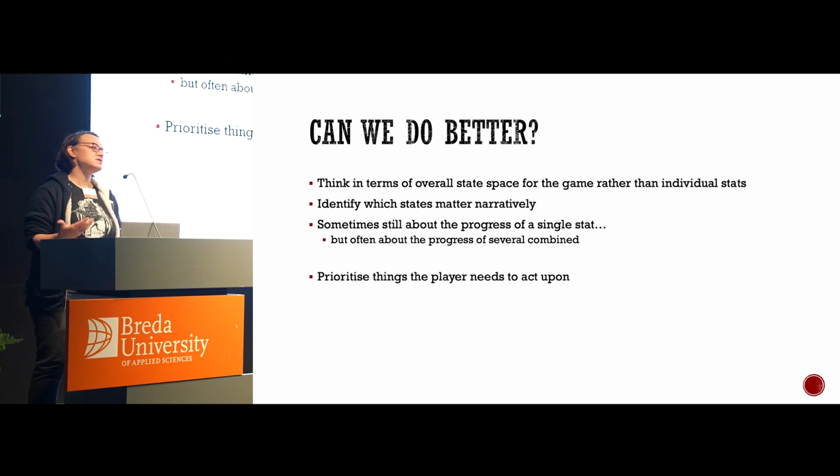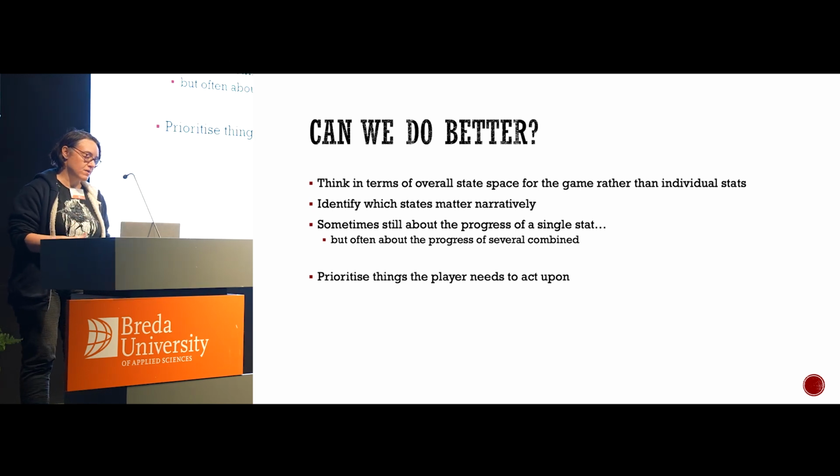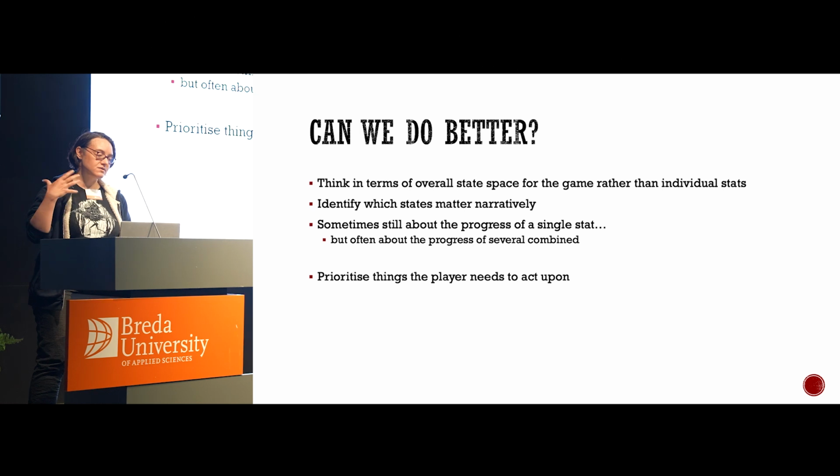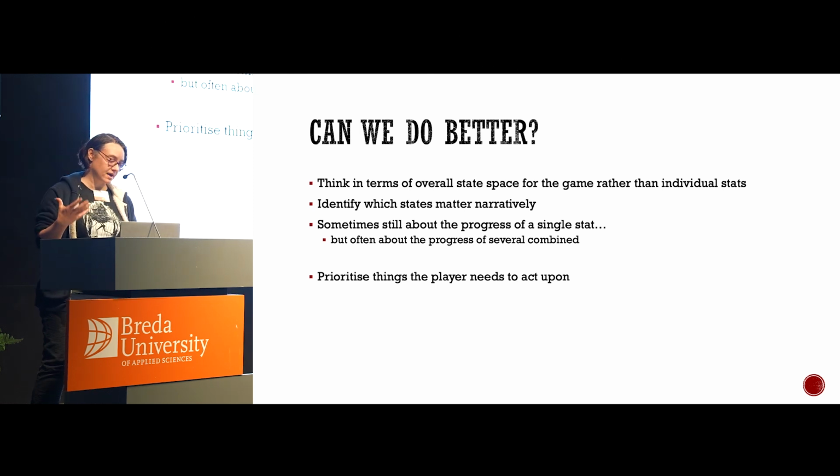So how can we approach this better? How can we think better about these kinds of problems? How do we understand the total state space of our game rather than a bunch of individual stats? Identify which of those states are going to matter from a narrative perspective, and make sure that we're prioritizing the things that the player needs to act upon.